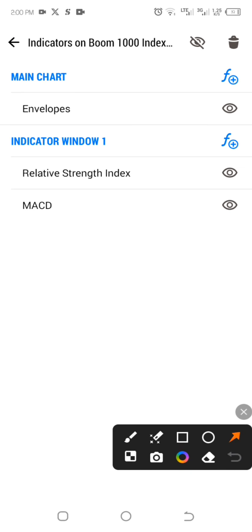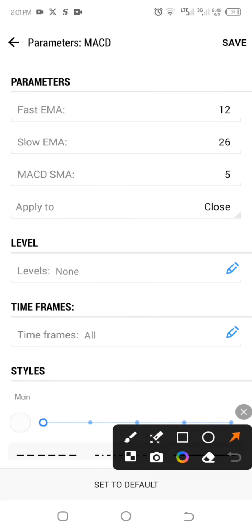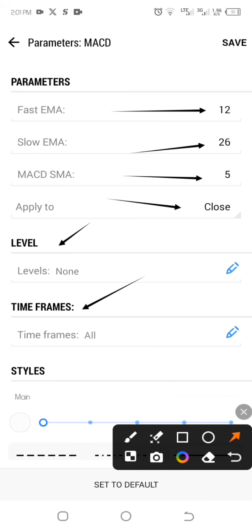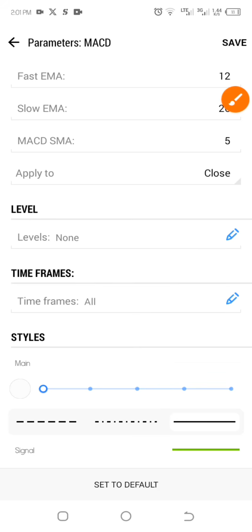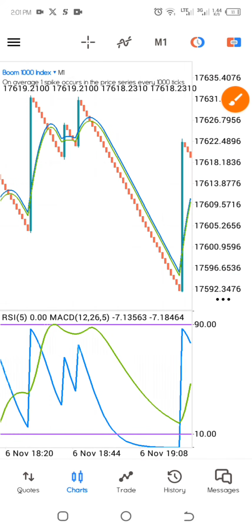Now, for the next indicator, which is the MACD, the way I set this up, you click on the indicator window and search for the MACD and click on it. For the MACD, these are the parameters. The fast EMA is 12, the slow EMA is 26, the MACD SMA is 5, apply to close. The level is none, the time frame is the source time frame. For the style, we only need the signal. So this is the signal right here, using a color of your choice, and click on save. So those are the settings we are going to be using for this strategy.